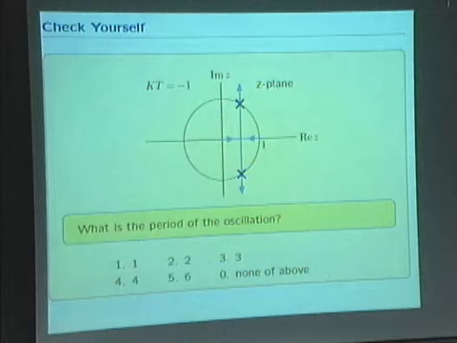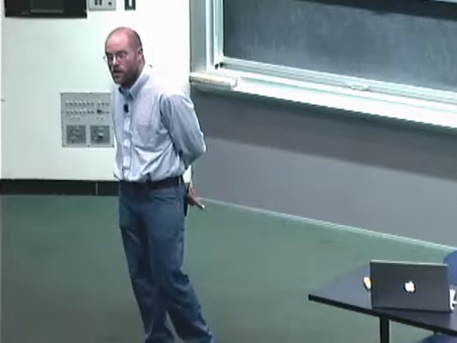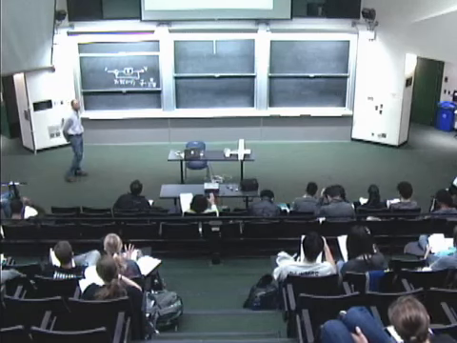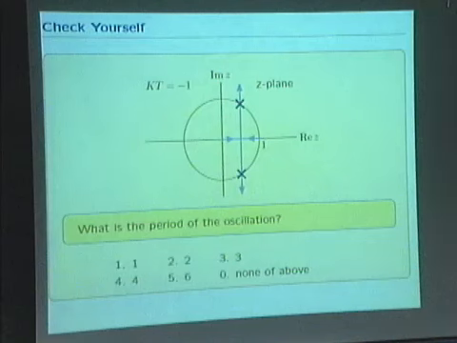All right, so just a quick, you know this like the back of your hand now, but what's the period of that oscillation? You've got 2 poles on the unit circle right there. What's the period of the oscillation? Put your fingers up when you think you know. Yep, good. Most people got it.